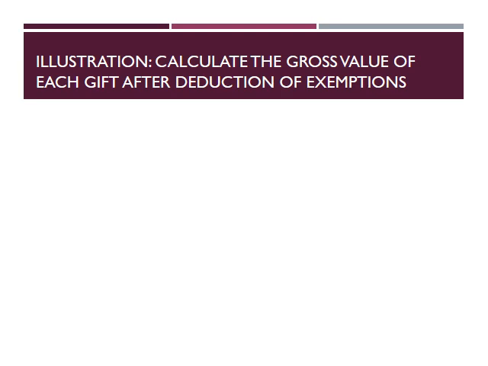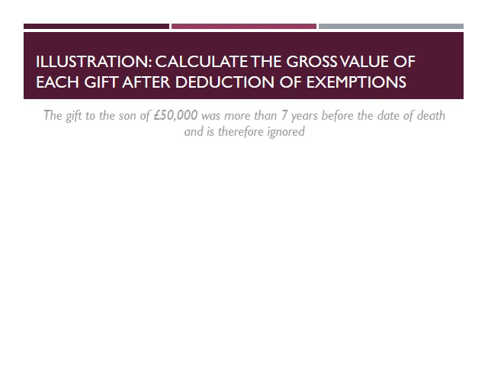Well, first of all, we make sure that all of those gifts are within 7 years of the date of death. And we can clearly see that the gift to the son of 50,000 was more than 7 years before the date of death, so we will therefore ignore that gift for inheritance tax purposes. The next gift was the gift to the trust, and this is just within 7 years of the date of death, so we have to take it into account.